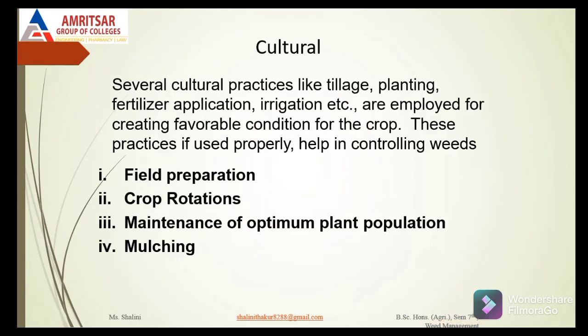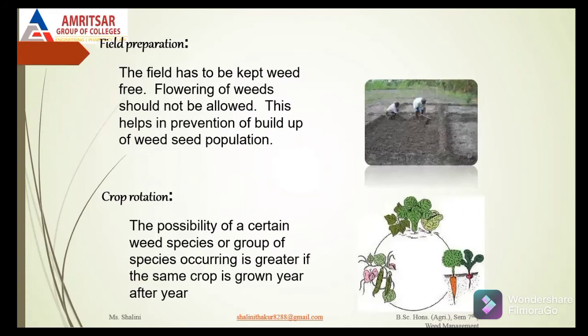Then in the cultural method, we prefer field preparation, crop rotation, mulches, and optimum plant population. This is the field preparation: we have to clear our field without the interference of any kind of weed. Then in crop rotation, we have to rotate our crop one by one after nine years. Why so? Because some weeds become adaptable. If we grow our main crop, they start adapting to that environment also. So there is a need for crop rotation.